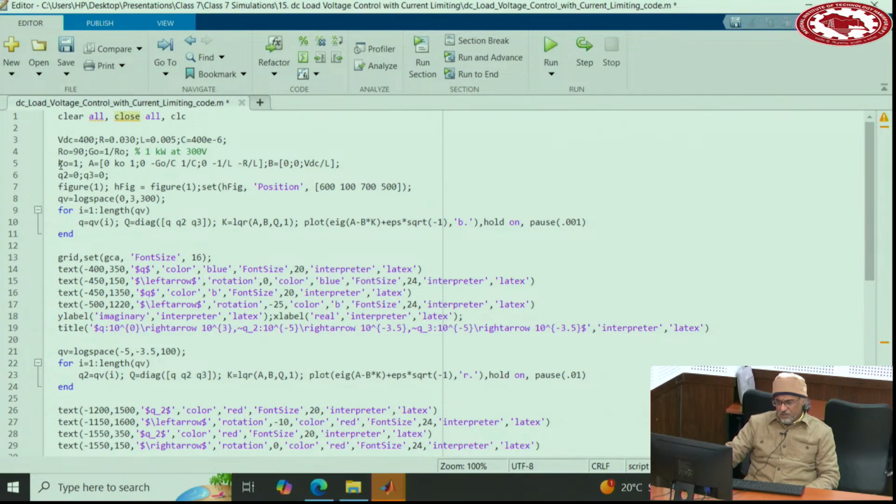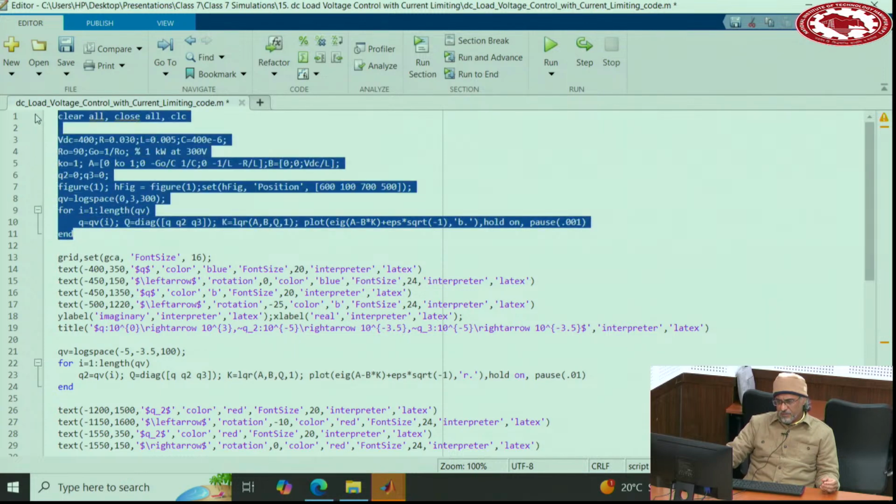For this design, K0 is 1, and matrix A and B, you need to provide A and B. And then you have Q1, Q2, Q3. Always we start with Q1, so you put Q2 and Q3 0. And then you change Q1 in a loop, and every time you run the LQR, and then you plot the eigenvalues. And you hold on, so you stay on the same graph. Let me run this part only.